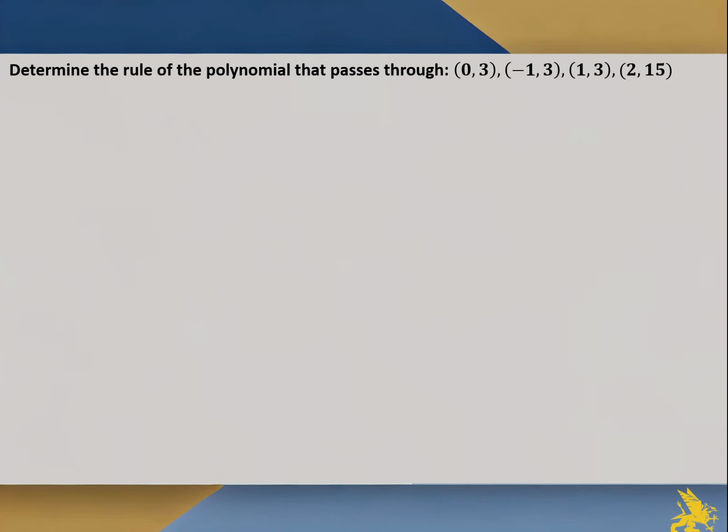With this next question, we've got to determine the rule for the polynomial that passes through (0, 3), (-1, 3), (1, 3) and (2, 15). I want us to determine the appropriate form that we're going to be using. In this case, they are random points, so it would be easy to use standard form. So I'm just going to plug in everything into ax^3 + bx^2 + cx + d. The first step is to get rid of the d value, and that's because I know the y-intercept and d would be a constant.